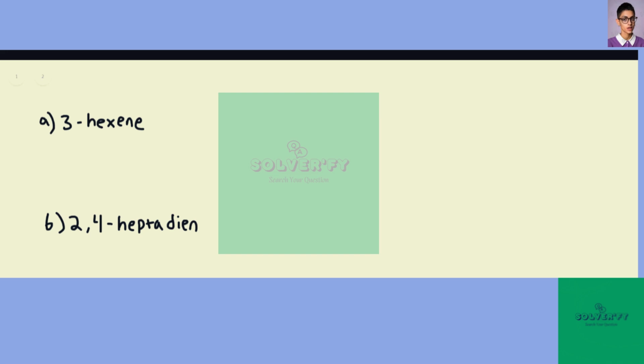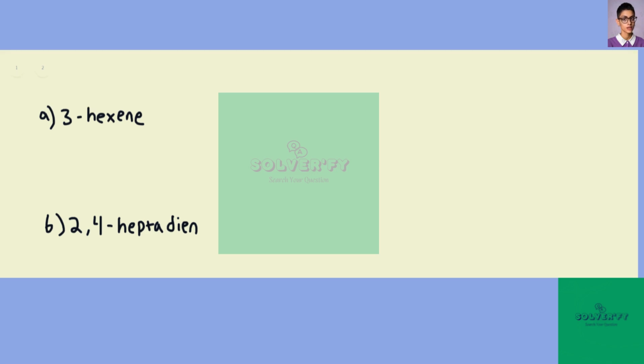So this question is asking us to give structures for the following alkenes. And just a reminder, an alkene is a hydrocarbon that contains a double bond on a specific position. So to draw each of these structures, we're going to look at what these names mean and what each part of the name is referring to.